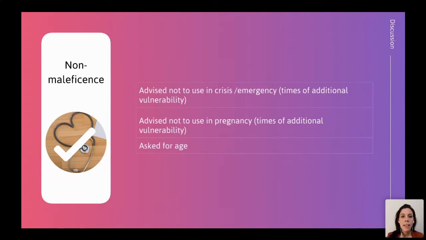And then lastly, age. Obviously, we approach minors differently to what we approach adults, and we apply even more stringent ethical tenets to dealing with minors.